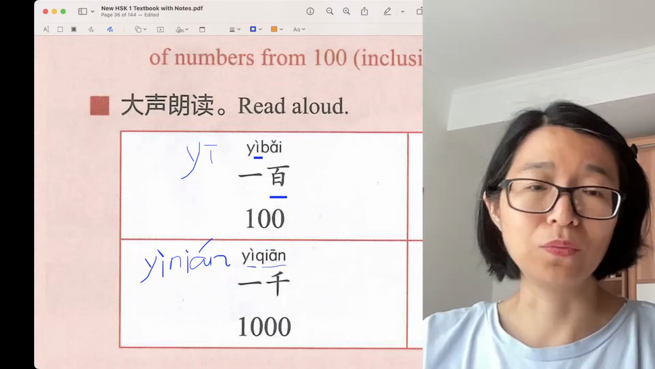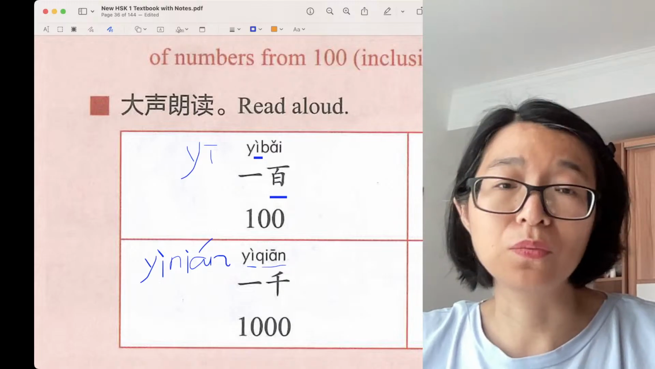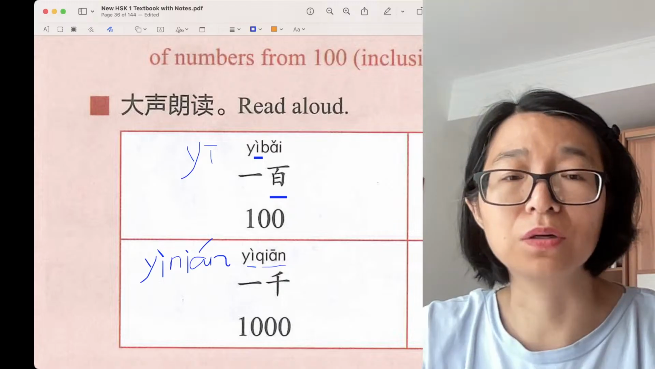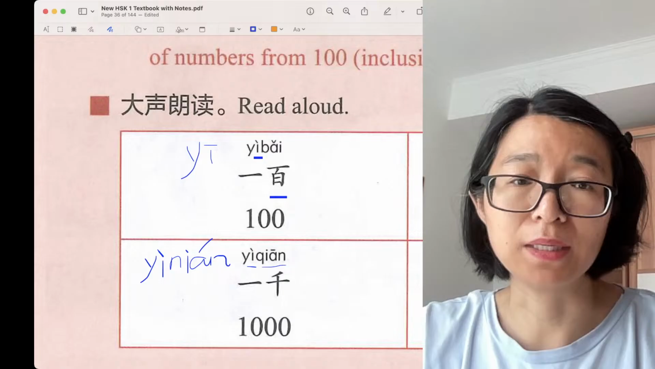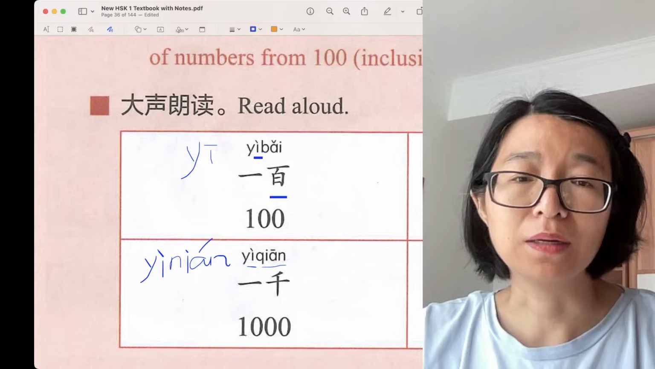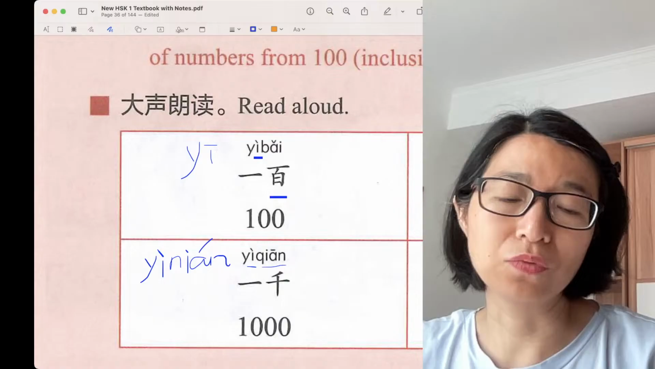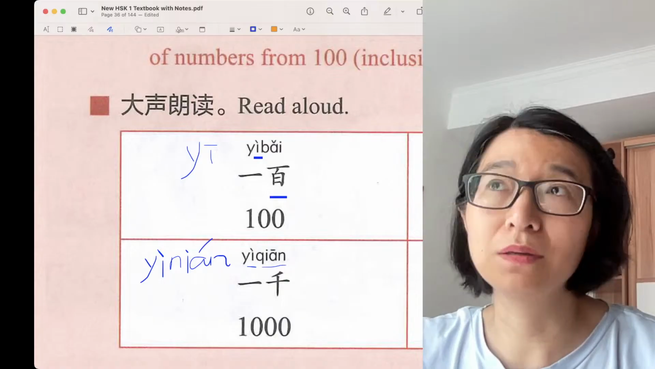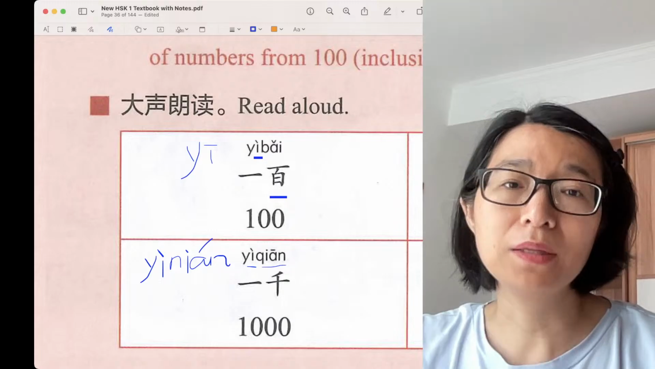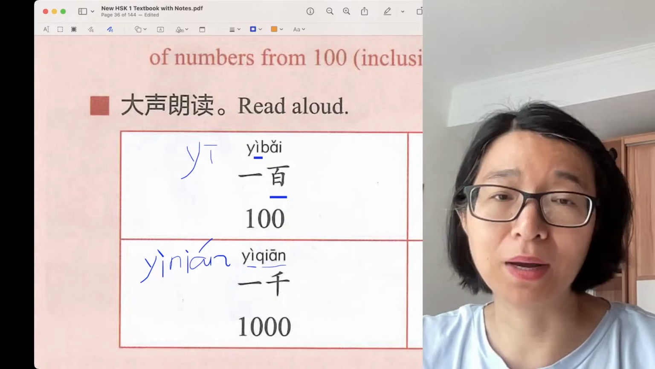Okay, we've got the rule of tone change of 一. When 一 is together with a first tone, second tone, or third tone, 一 changes to a falling tone. For example, 一千, first tone. Together with a first tone, 一 changes to a falling tone. When 一 is together with a rising tone, for example, 一年, 一 also changes to a falling tone, 一年, one year. And 一百, 百 is third tone, 一 also changes to a falling tone, 100.